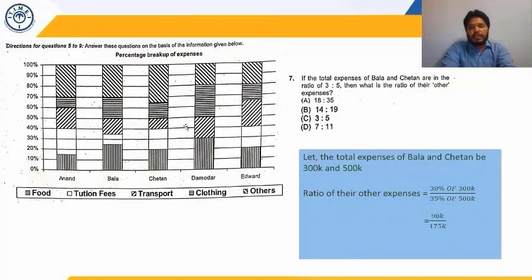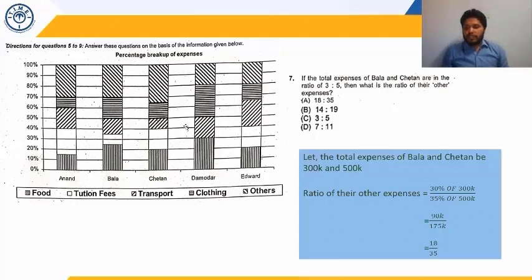So k to k will get cancelled out, double zeros will get cancelled out. Or we can say if 10% of 300k is 30k, so 30% would be 90k, and similarly we can find out 35% of 500k to be 175k. K to k will get cancelled out, ratio comes out to be 18:35. So option A is going to be our answer in this case. I hope it is clear, the easy one.